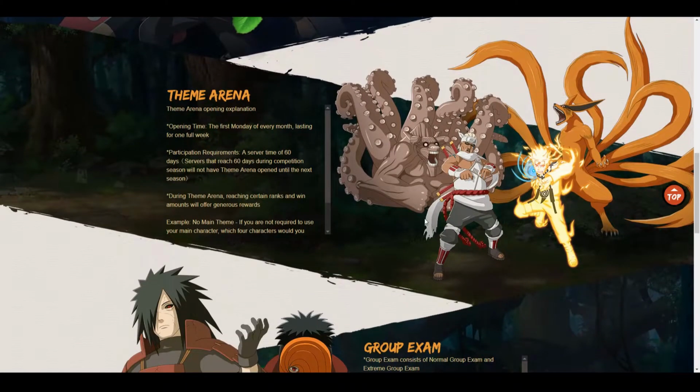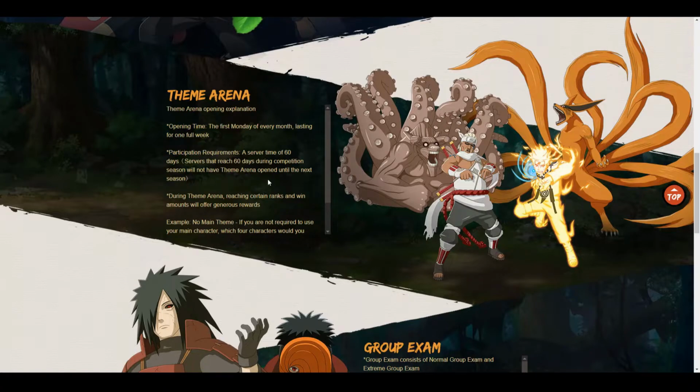Anyway, continuing on, we have Theme Arena. The Theme Arena opening explanation. Opening time, the first Monday of every month, lasting for 1 full week. Huh, so it's only the first week of every month, starting on Monday.